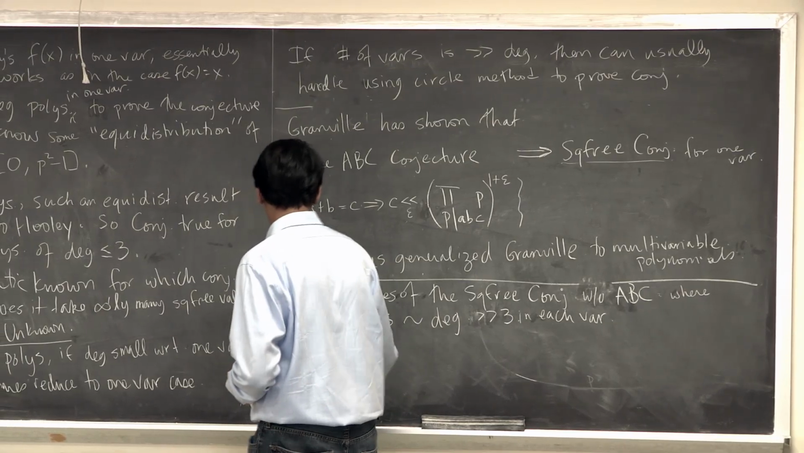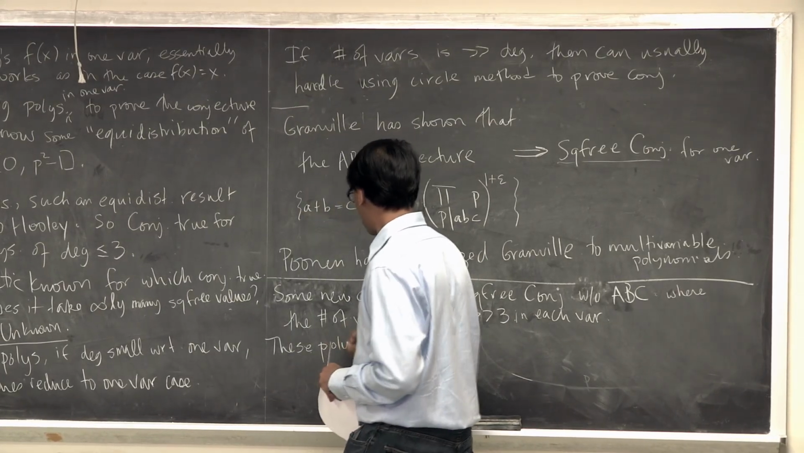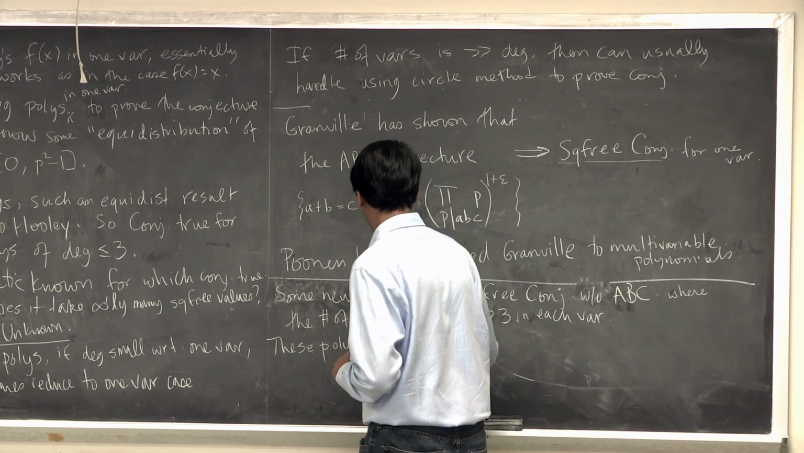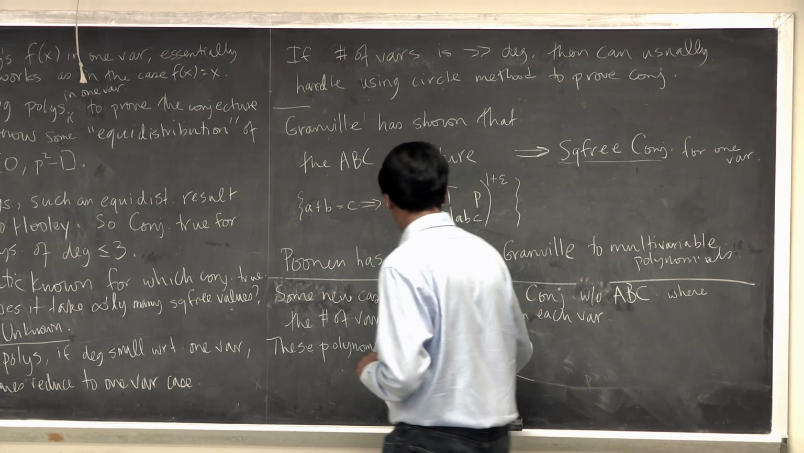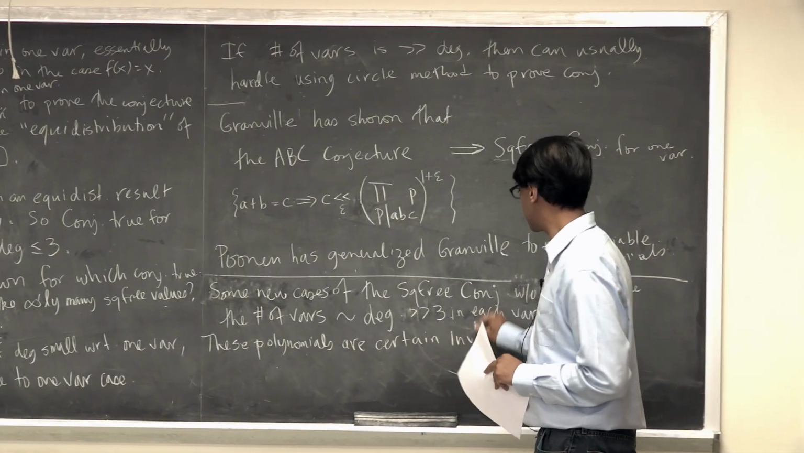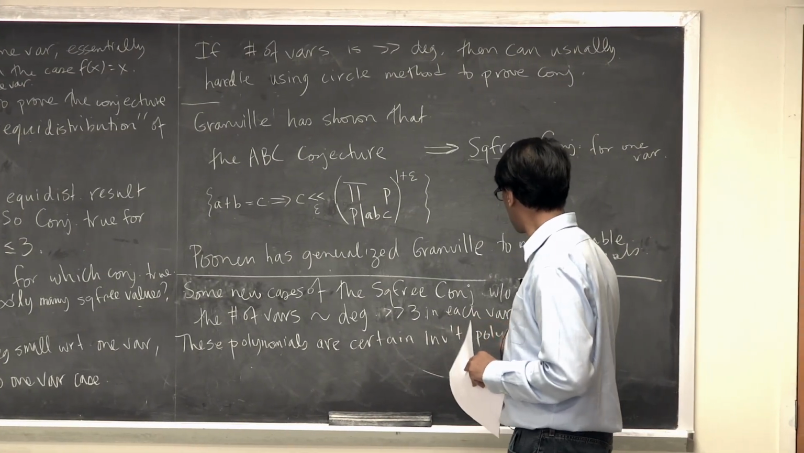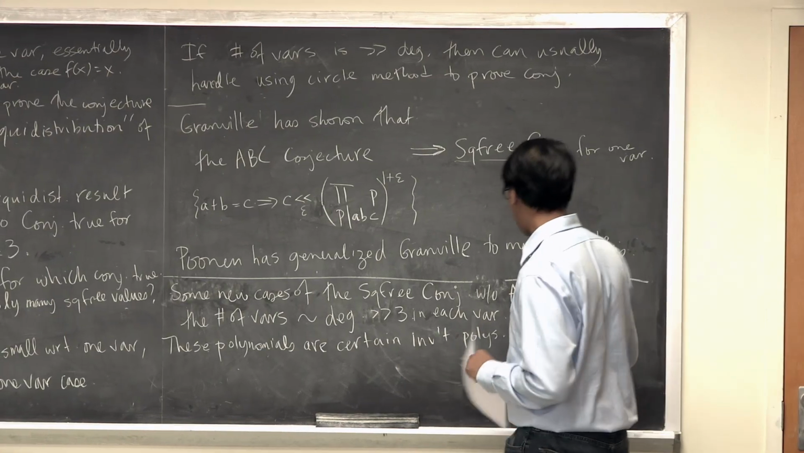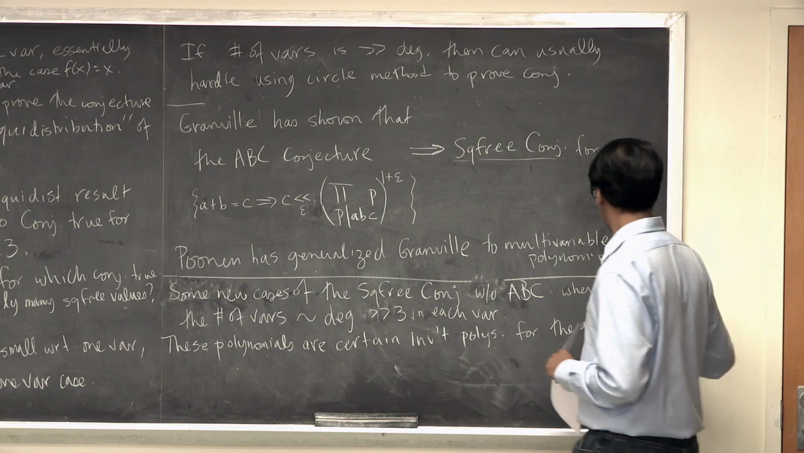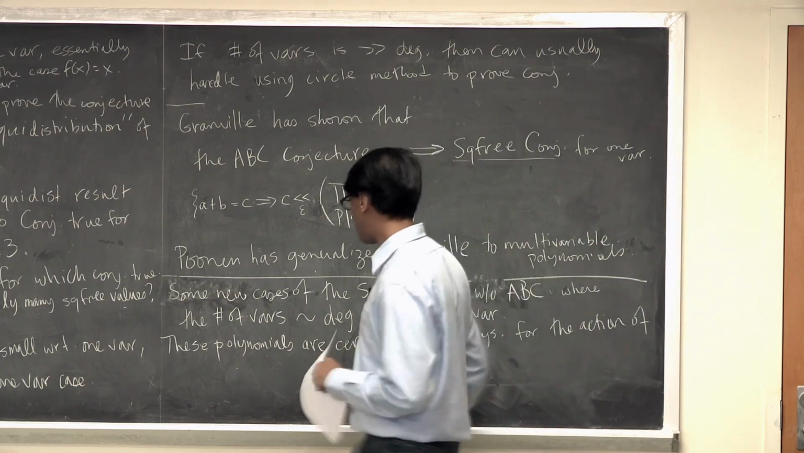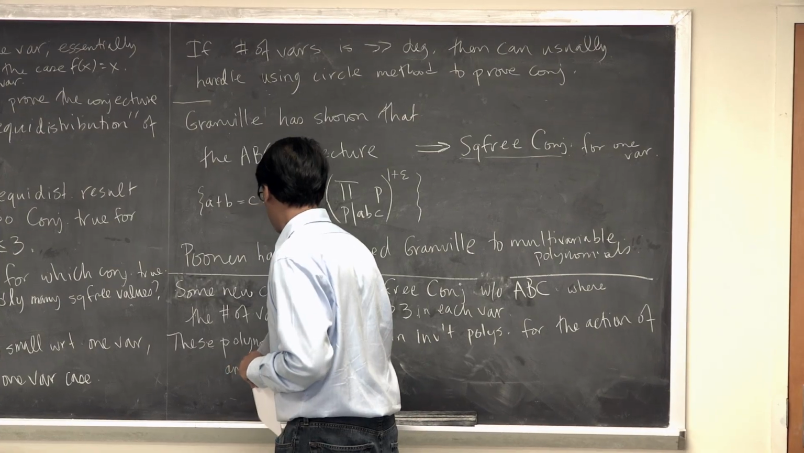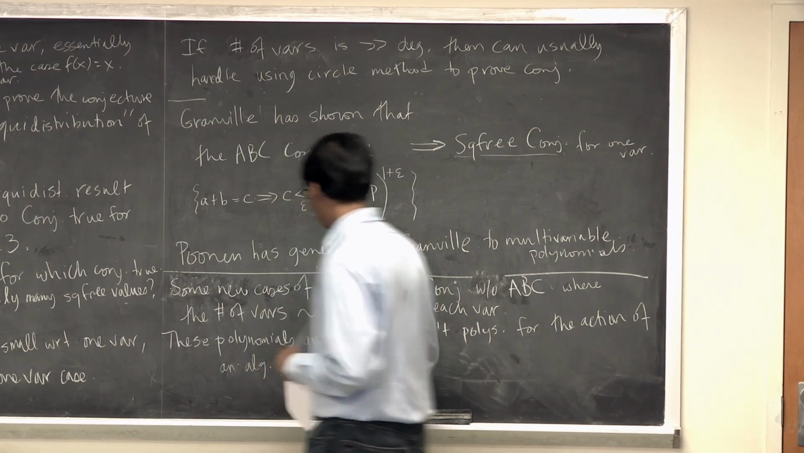So these polynomials, for which we can now prove the correct density of square-free values, are certain invariant polynomials for the action of an algebraic group on a vector space.